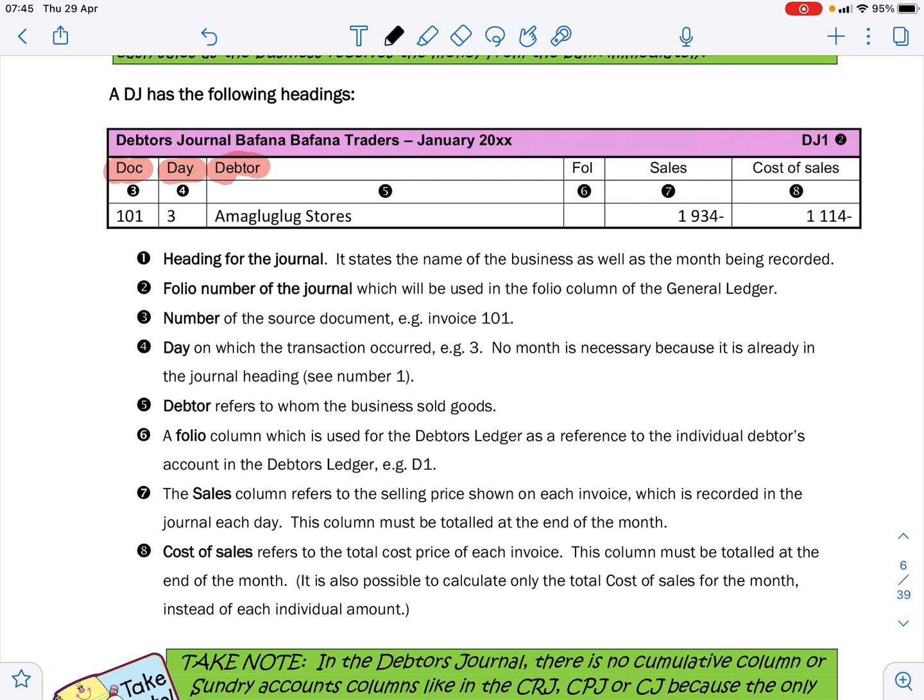We still have a sales and cost of sales column, because when selling on credit, we're still wanting to make a profit. And in order to do so, we need to have a markup on our cost price.